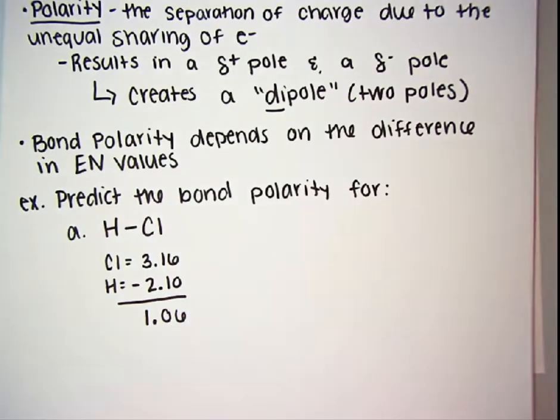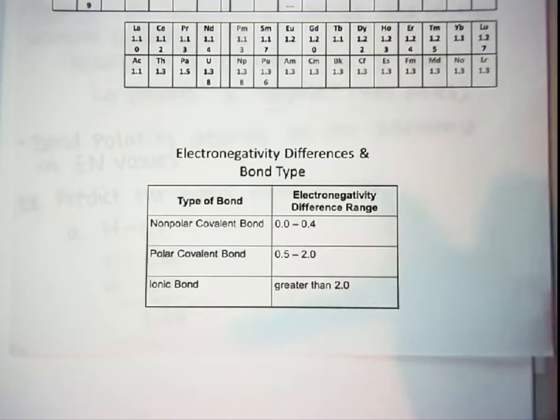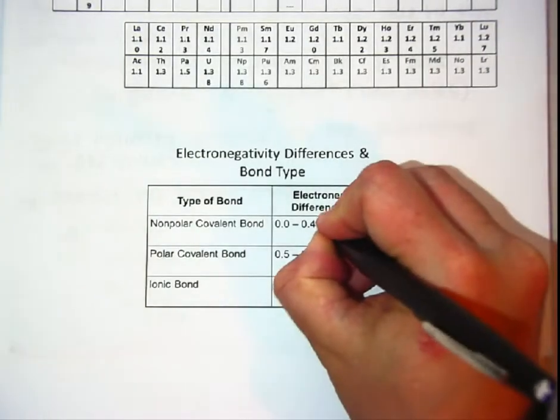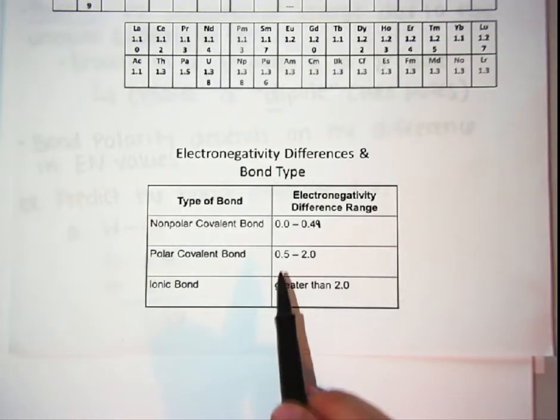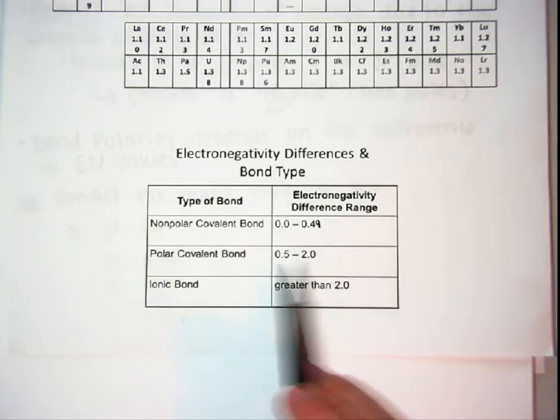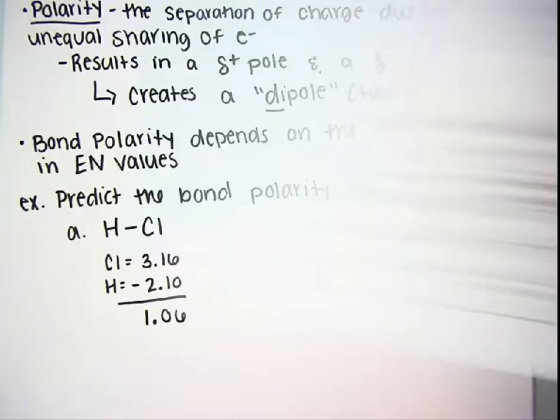1.06. The bigger the difference in electronegativity, the more polar the bond is going to be. On this same reference sheet down at the bottom, we have a nice table to help us out. My difference was 1.06, which falls in this range. This is going to be a polar covalent bond.